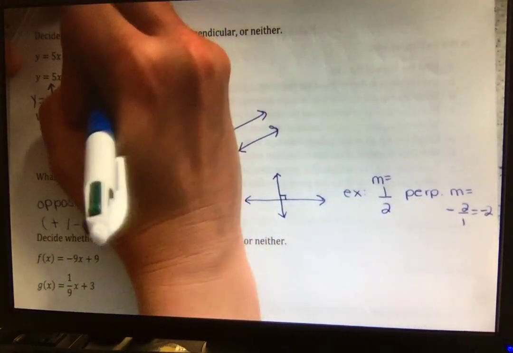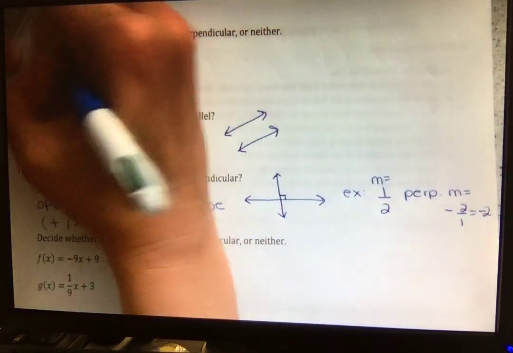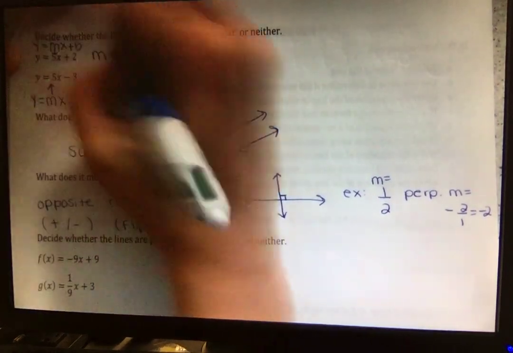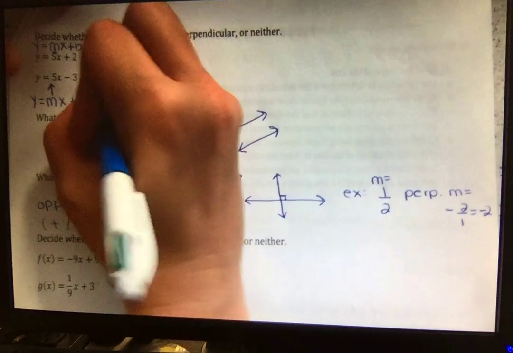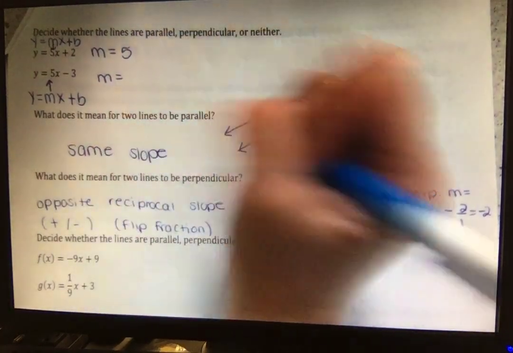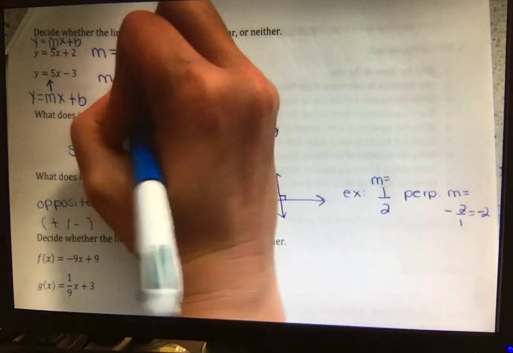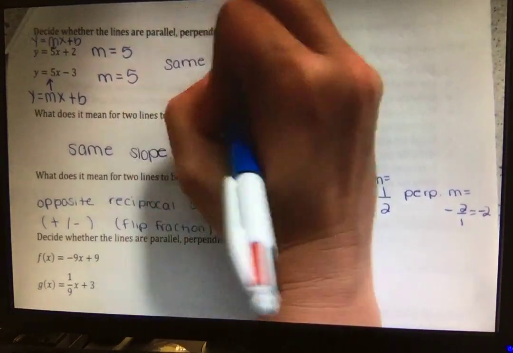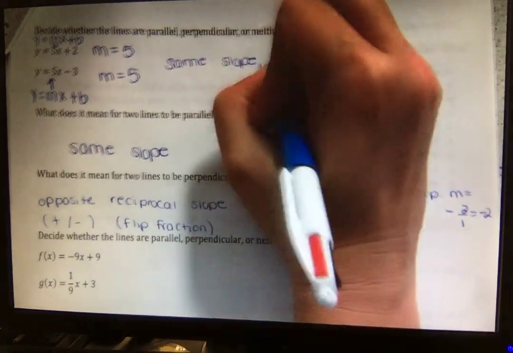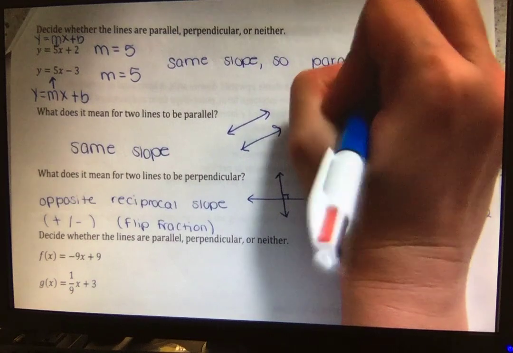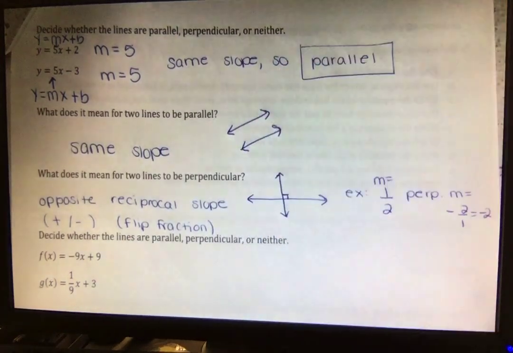So looking at the first one, what is our slope? Just 5, just our m, just 5. Looking at our second one, what's our slope, our second equation? 5. So we notice they're the same slope. So what does that mean? They're parallel. Thank you. Same slope, so parallel.